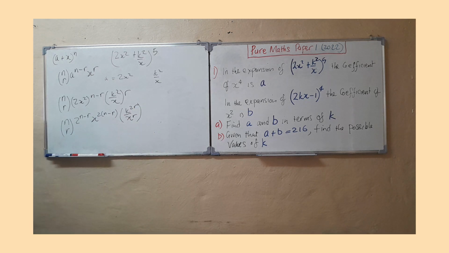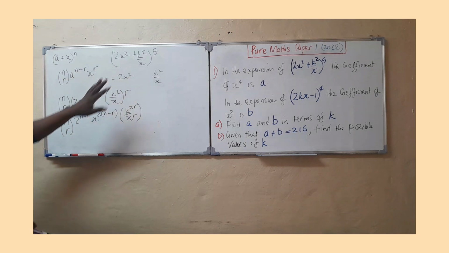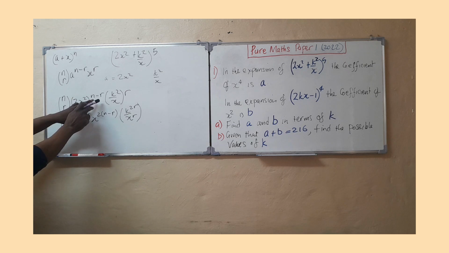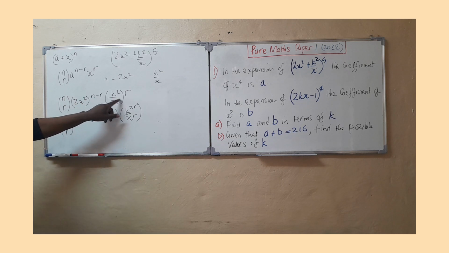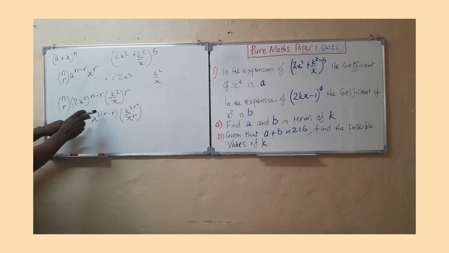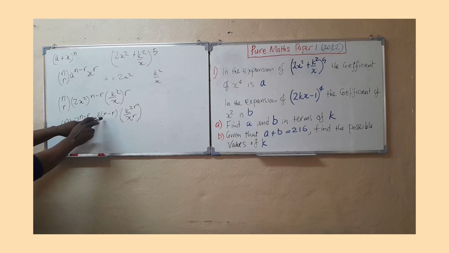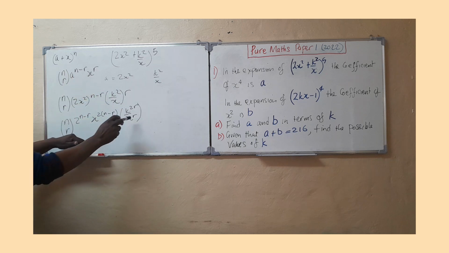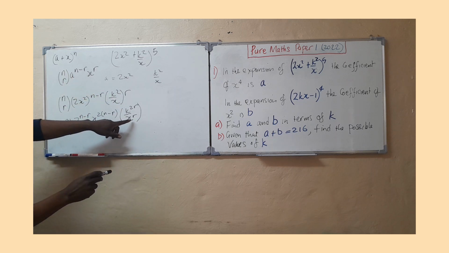Let's just check what we have done to see if it makes any sense. Here is our general term. And in terms of this expansion, it will be looking like this. So, of course, this is our a, this is our x. I open up the brackets. This is what I get. 2 is raised to the power n minus r, and x is raised to the power 2 brackets n minus r. That's the x on top. The x down here is raised to the power r.